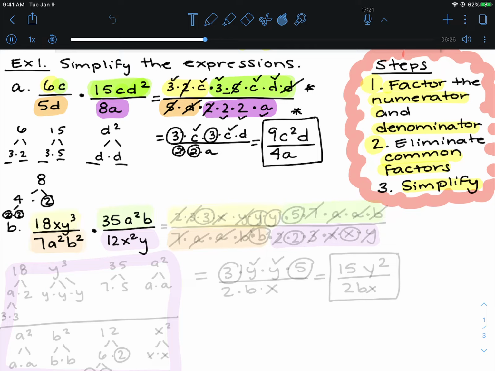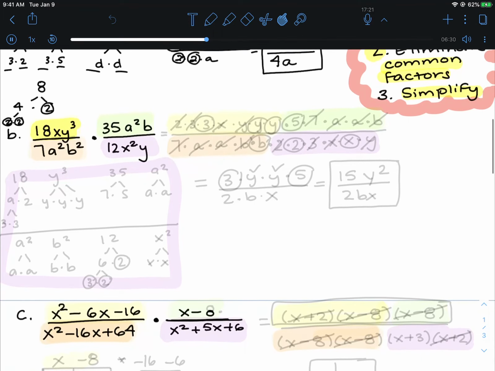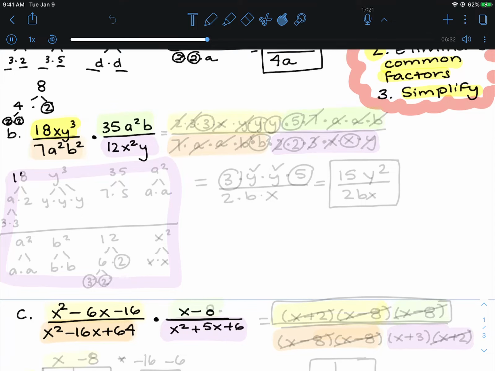So I'm going to go ahead and start with the first numerator, which is 18xy cubed. Now I do notice this 18 can be simplified further. So I'm going to go ahead and do 9 times 2 because 9 times 2 is 18. And then 9 is not in the simplest form. So I'm going to go ahead and do 3 times 3. So that means that instead of 18, I'm going to put 2 times 3 times 3.